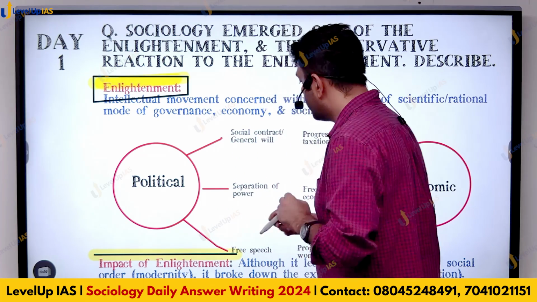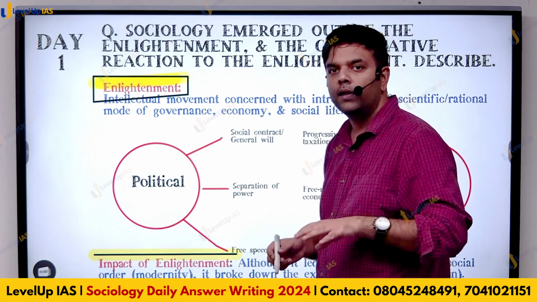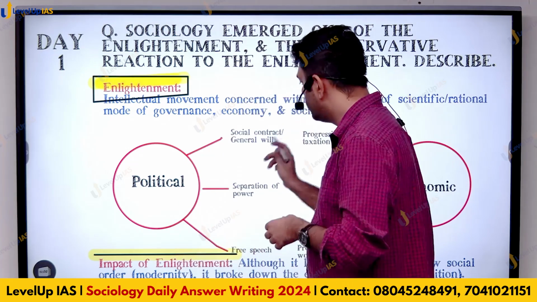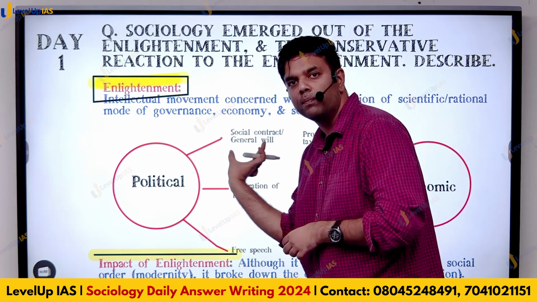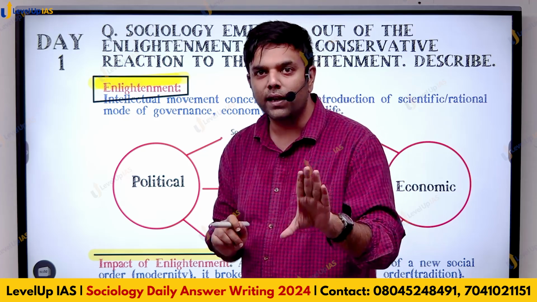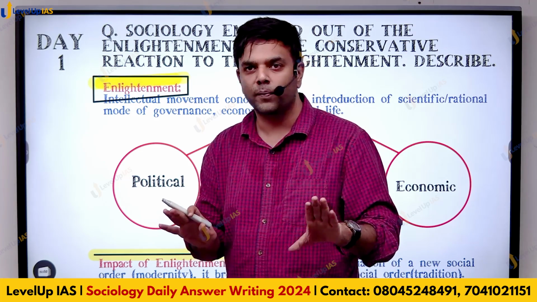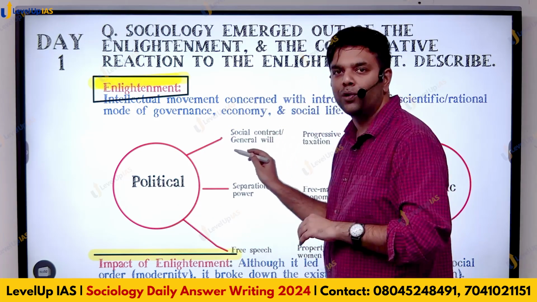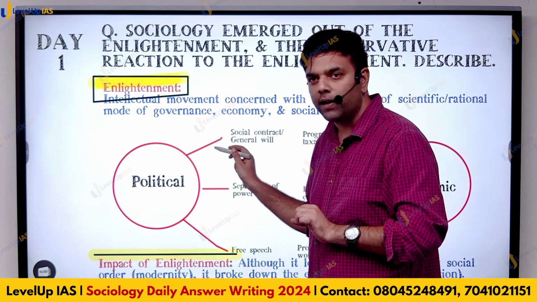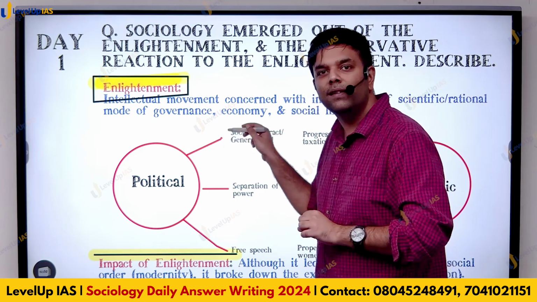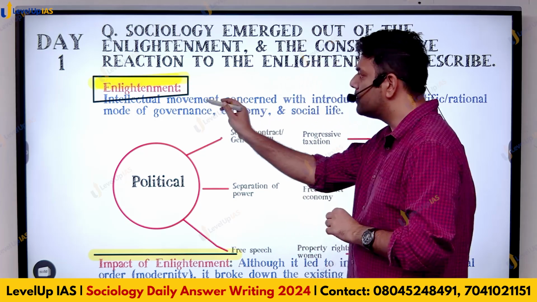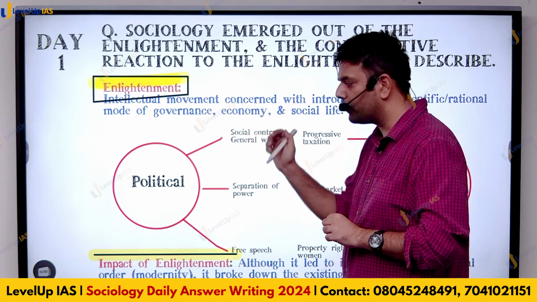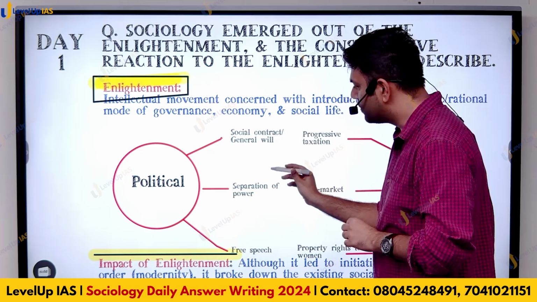Okay, separation of power. At max what you can do is write the name of the scholar in brackets, but even if you're not doing it, that is completely fine. But you must show the contribution of the enlightenment period by throwing these keywords. Okay, since you have already defined, throw is enough. Contract, will, so general will.